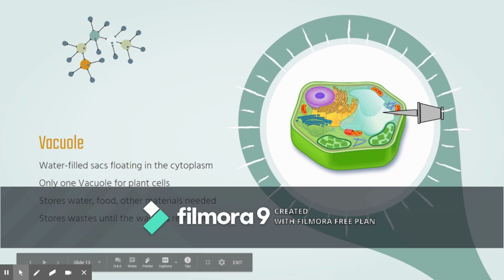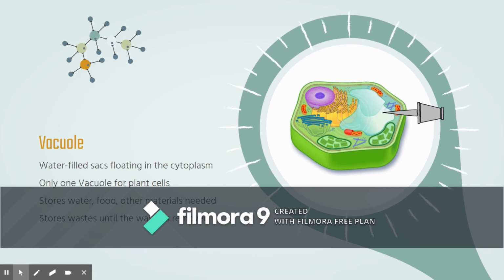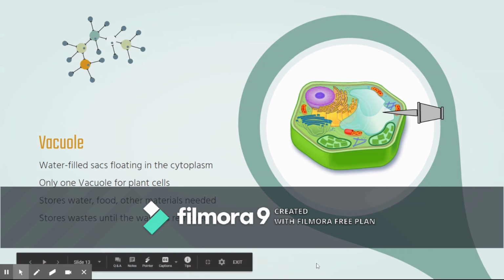Vacuole. Vacuoles are water-filled sacs floating in the cytoplasm, as shown in the visual. There is only one vacuole in plant cells. The vacuole stores water, food, and other materials needed. Also, it stores waste until the waste is removed.